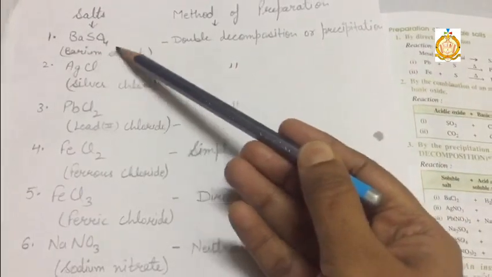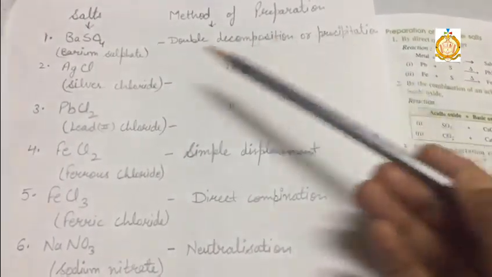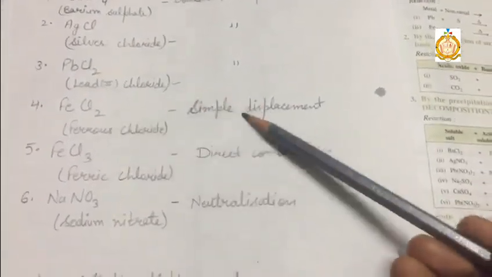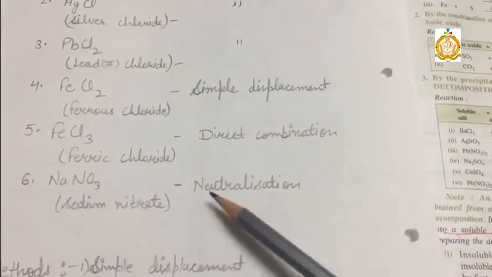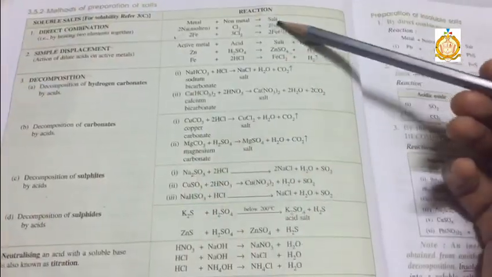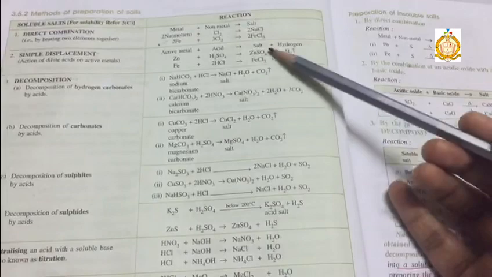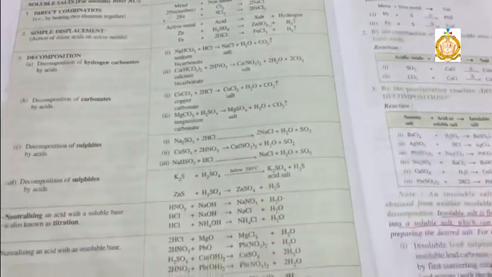So barium sulfate is prepared by double decomposition or precipitation. Similarly these two also. Then ferrous chloride, simple displacement; ferric chloride, direct combination; sodium nitrate, neutralization. In this list, salts are given with their methods. For example, NaCl salt, by which method is it prepared? Direct combination. Similarly, zinc sulfate, simple displacement. So various salts are given with their methods. So try to learn it.